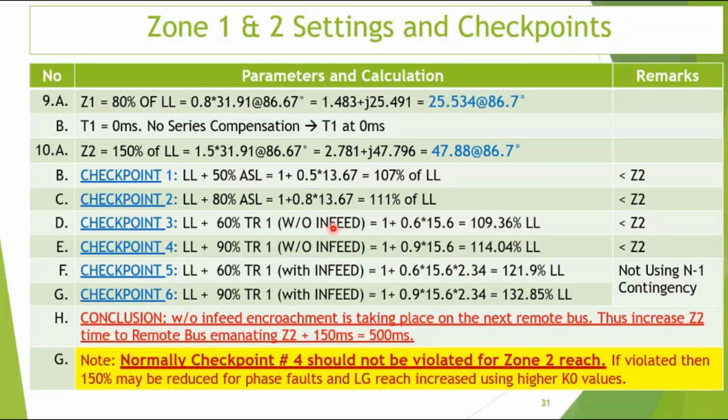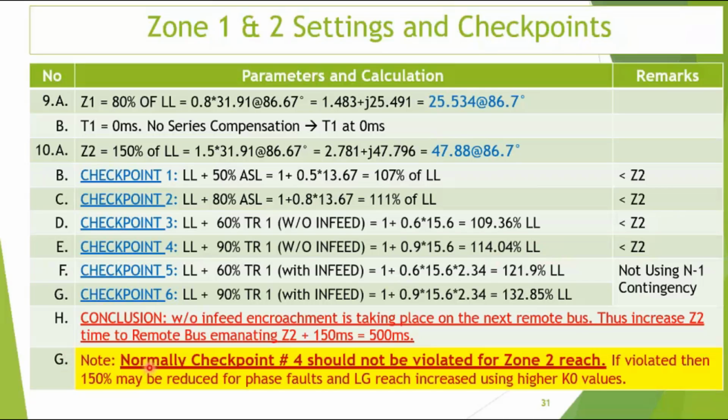Now, where is this 15.6 coming from? The 765 kV path transformer impedance, parallel impedance, was 15.6% of my line impedance. That is why line length plus 60% of transformer is coming to 109.36. So it is encroaching, it is less than my zone 2. Even with 90% of the transformer, it is 114%, it is encroaching.